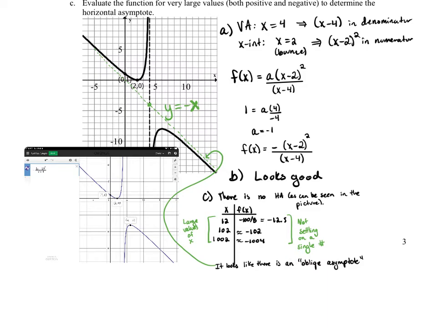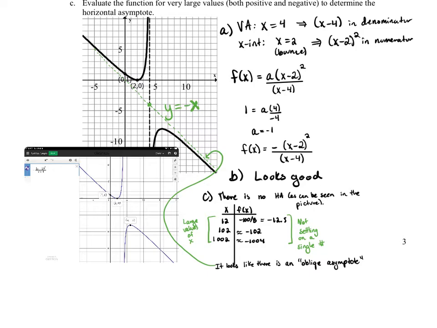So what this looks like to me is what's called an oblique asymptote or a slant asymptote. And it looks like whatever the x value is, the function value is pretty close to the opposite of that. And in fact, if you go up here and you draw the line y equals the opposite of x, that looks like a pretty good approximation of where that slant asymptote is.